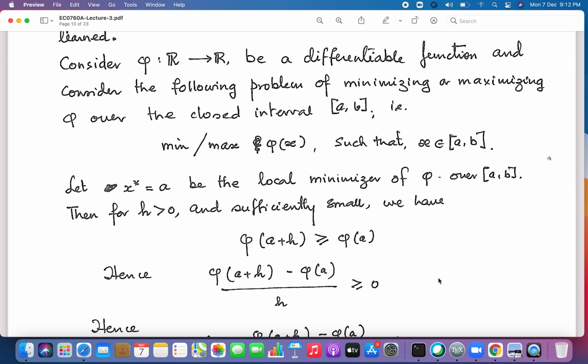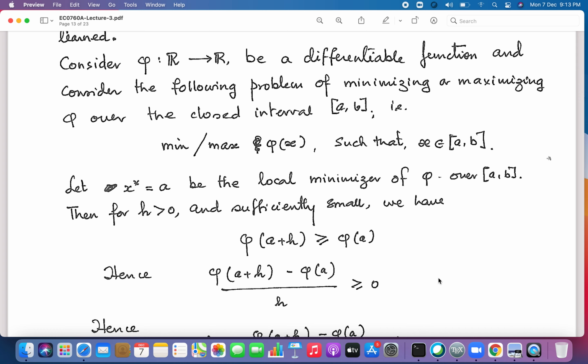So let us consider the situation where at x equal to A, there is a local minimizer of phi. If the minimizer is inside, then there is no problem. Then you know the answer: phi dash x star equal to 0, because the normal cone would be the 0 vector. But here we are at the end. So let us see if we combine our standard logic of the real line.